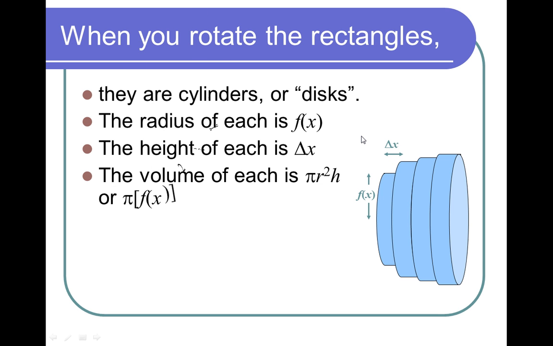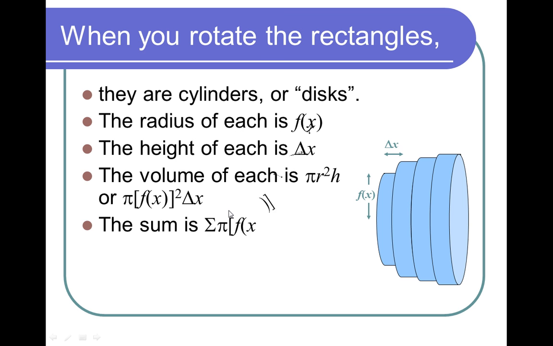And so we find the volume of those, which you know, the volume of a cylinder is pi times r squared times the height. But we replace radius with f of x, and we replace the height with delta x, and we get pi times f of x squared times delta x. Okay? And hopefully you understand that the reason for that is because we are finding the volume of each of these little cylinders, each of these little disks. And I just made a substitution. F of x is your radius, according to the picture, and delta x is your height, according to the picture.